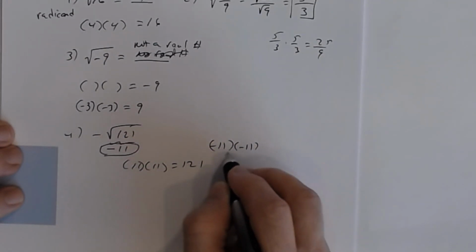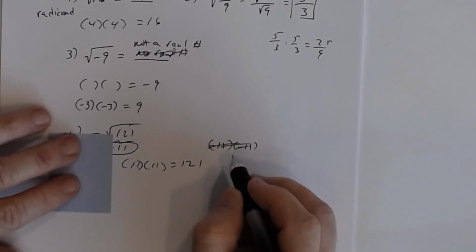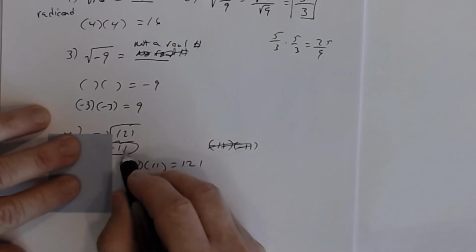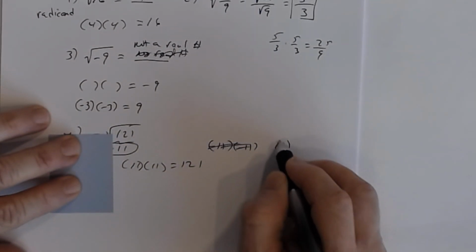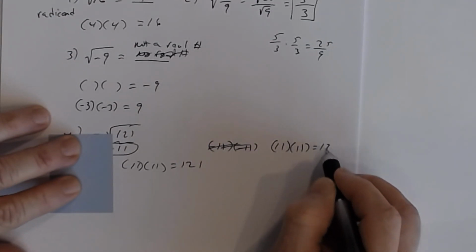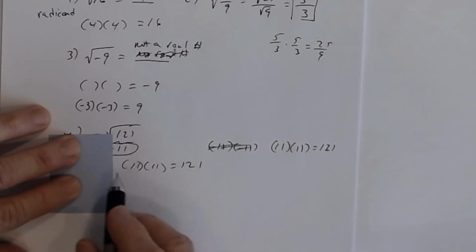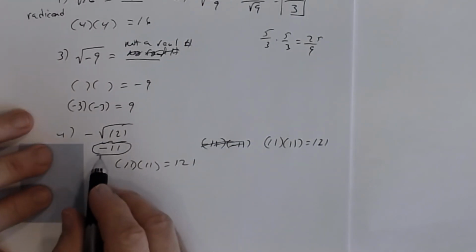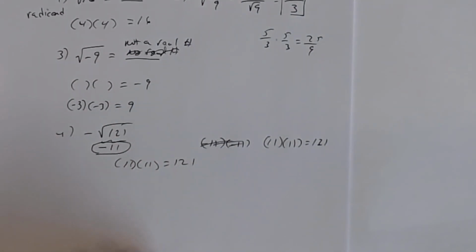Excuse me, let me do this over. The square root of 121 is 11, right? So 11 times 11 is 121, which is the radicand. But there's a negative out in front, so you need to write this as negative 11.